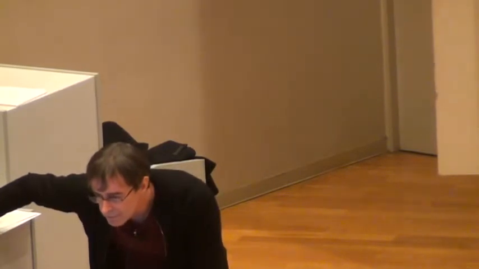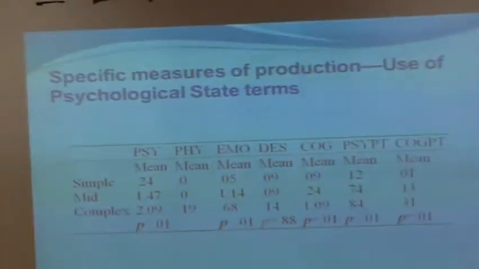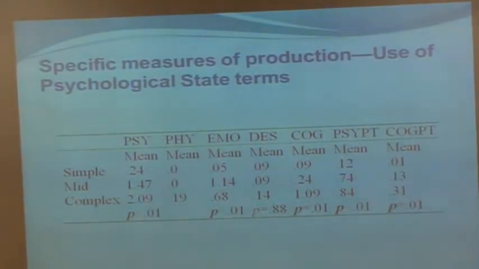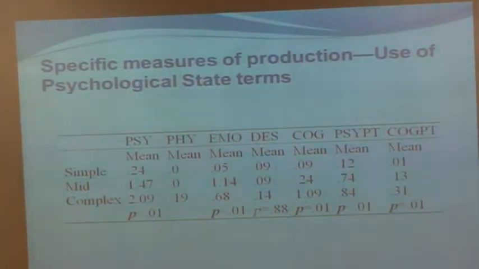Physiological, psychological state terms, that's the first column. This is think, know, wonder. So what have we got here? We've got a mean. This is the mean in total performance on the simple task, 0.24, which means that not many learners use them on the simple task. On the complex task, they're using more, 2 on average.